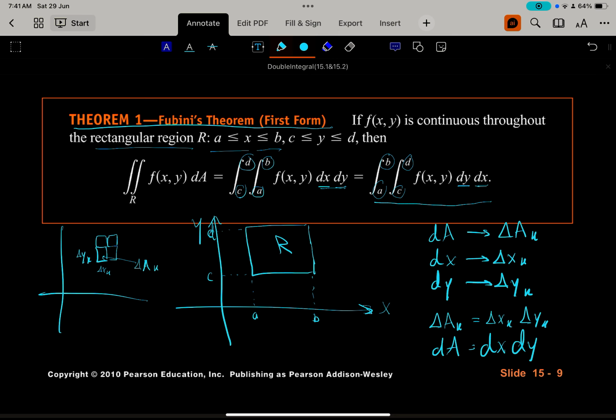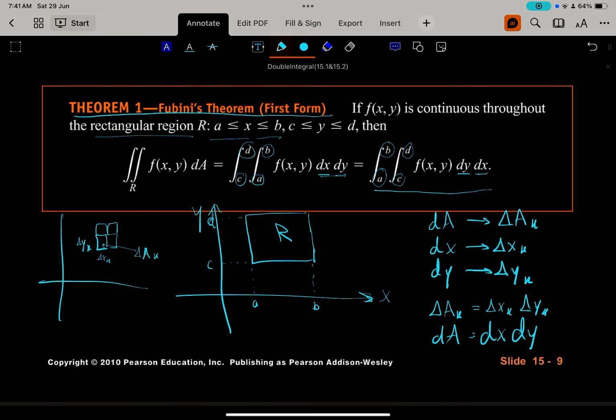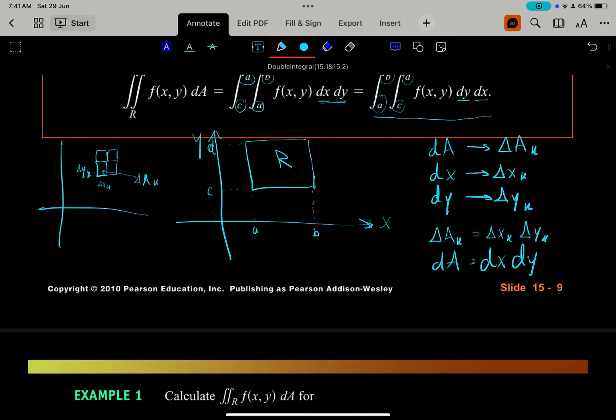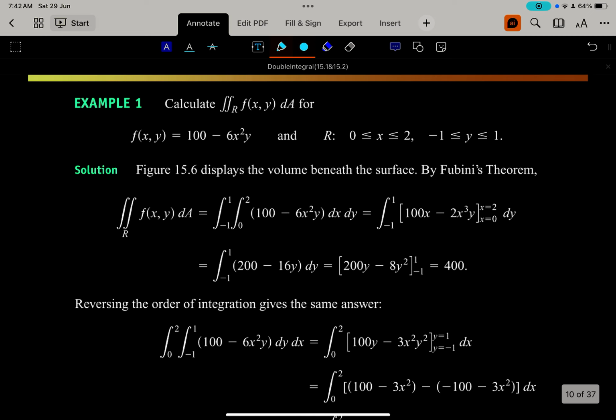Now this way, you're going to add first in the inner integral the limits of integration, and the outer integral is going to be the outer limits of integration. So it's going to be a, b, which are with respect to x. And that's simply how it is. That's the theorem. Now if we want to apply it, we can go through an example.